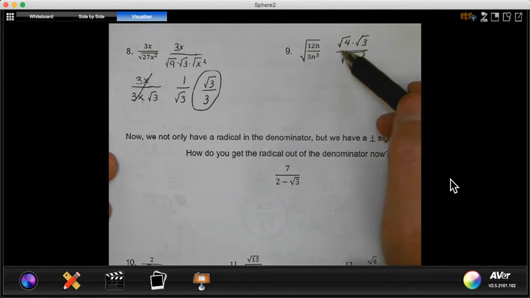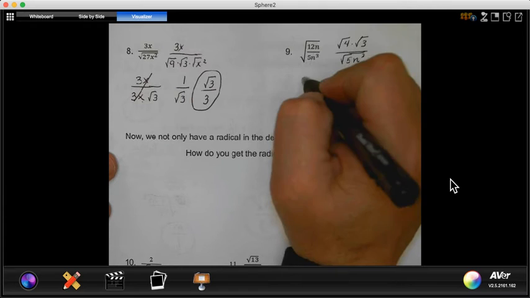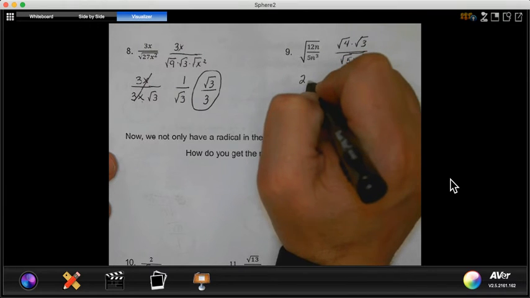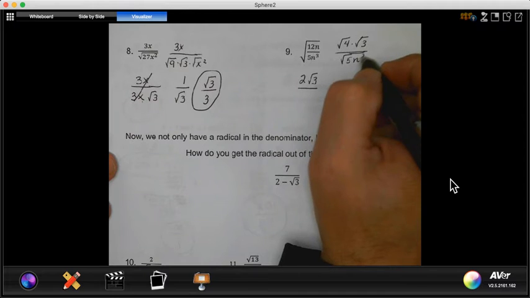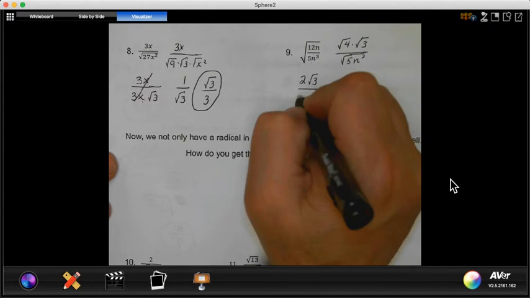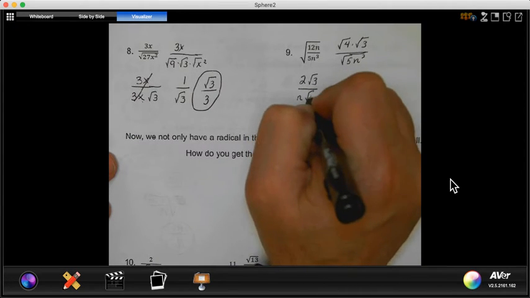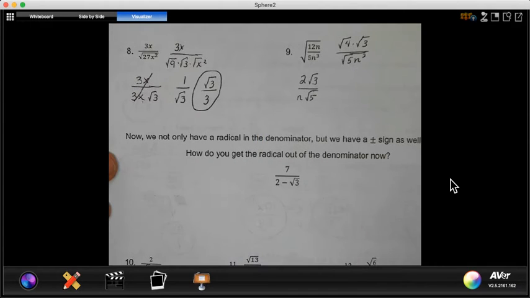Okay, so now let's simplify everything. That's perfect. Square root of 4 is 2, so I have 2 root 3 in the numerator. And in the denominator, the n comes out. So what's the square root of n squared? It's n. So I've got an n root 5. Okay?